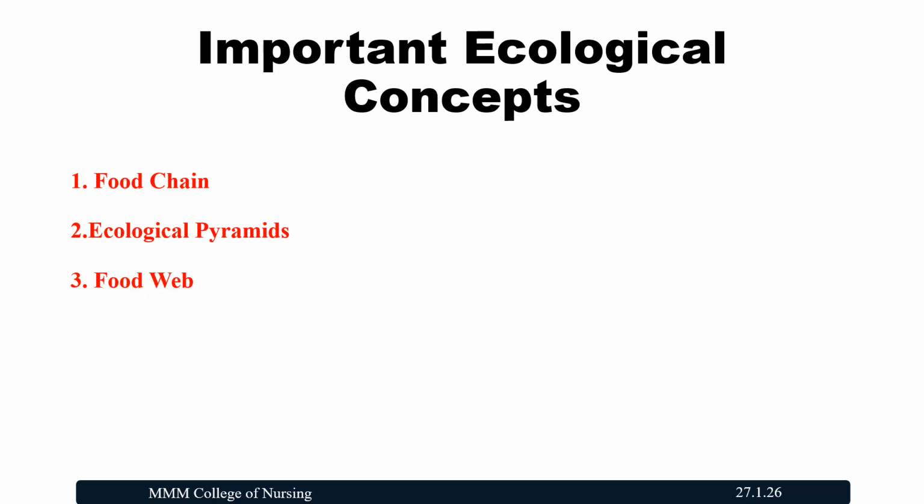Why the ecosystem is important? Because it is playing the important role in ecological concept of food chain, ecological pyramid, and the food web. So maintaining ecosystem is the responsibility of the human being.